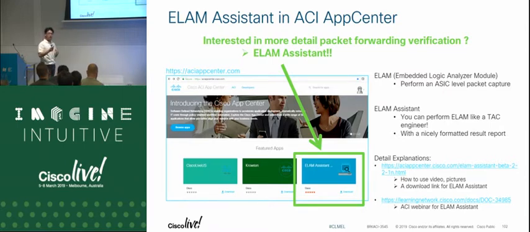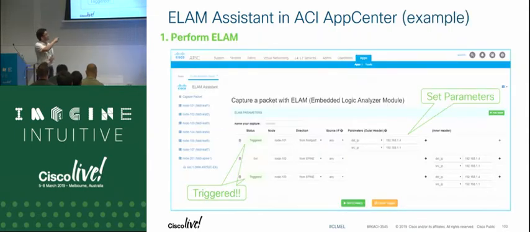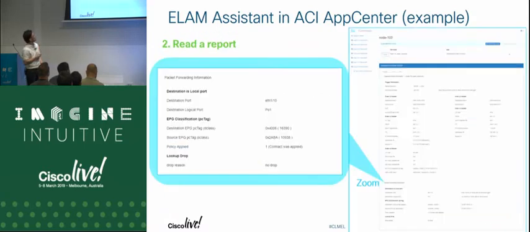So then, if you have worked with the TAC engineer before on ACI, I'm sure they performed ELAM for you to do the ASIC level packet capture. But with this tool, you can actually do that by yourself. Without this tool, you have to know which ASIC is for what, which generation, what syntax is used, or how to decode that output. But with this tool, we can just punch in the IP address or MAC address, and then we can trigger the ACI ELAM.